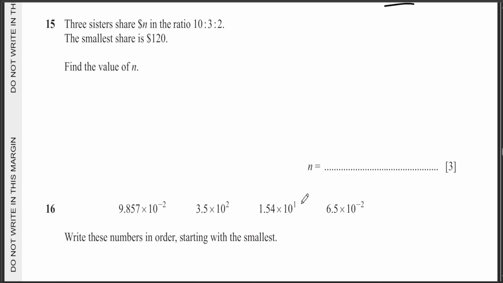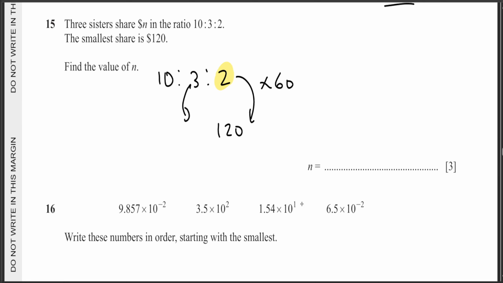Now, three sisters share n pounds in the ratio 10 is to 3 is to 2. The smallest share is 120 pounds. Find the value of n. Okay, so if you look at this, 10 is to 3 is to 2. The smallest share is 120, and the smallest share is this 2. So ask yourself, for you to get 120, what did you multiply 2 by? You multiply by 60 to give you 120.